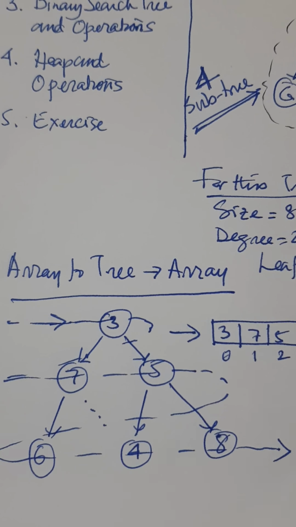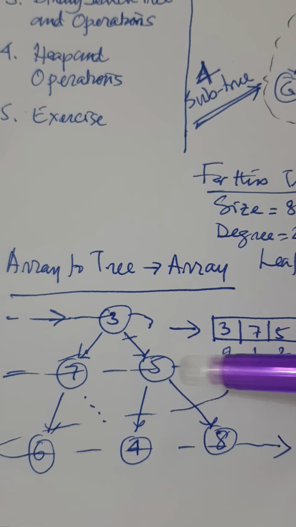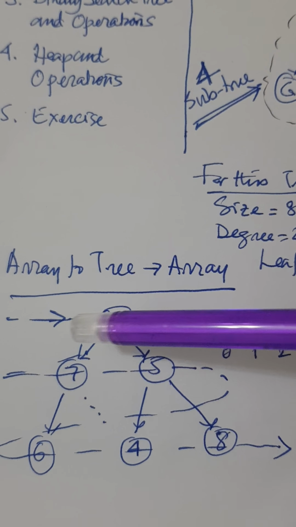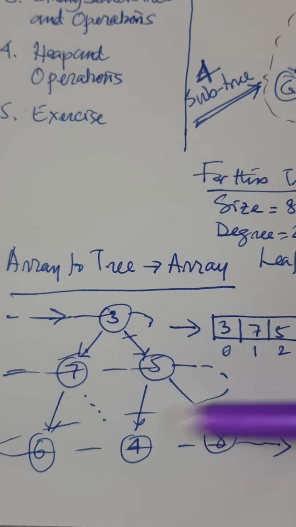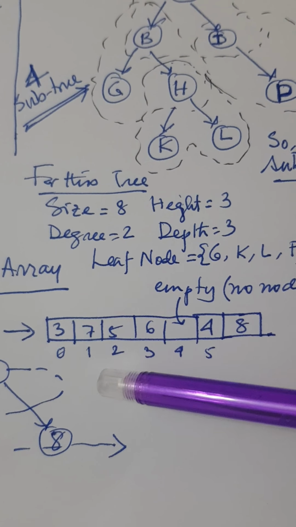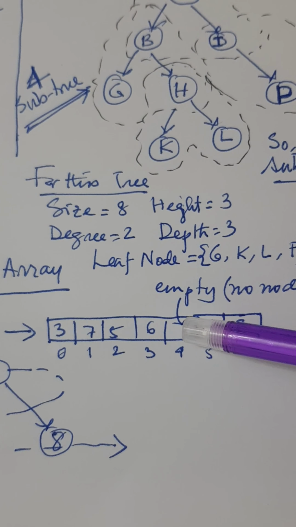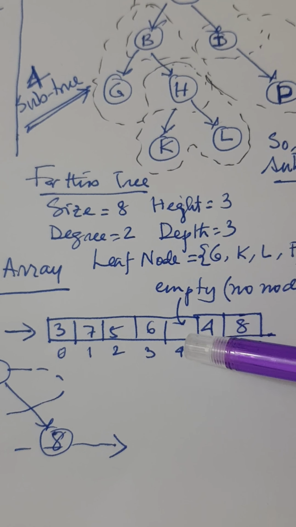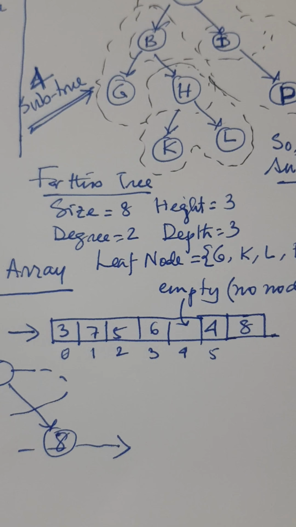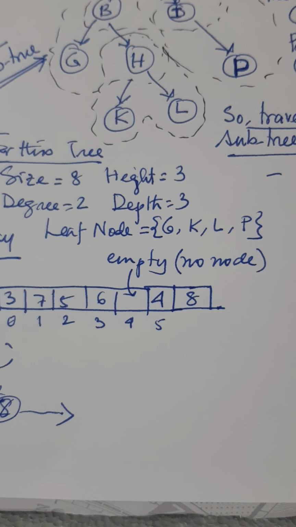So if I convert this, I'm actually traversing this tree like breadth first search. That means I'm traversing across the nodes, and I write them into respective array elements: 3, 7, 5 at indices 0, 1, 2. Then 6 at index 3, then the location is empty. Why? Because there is no node here, and then 4 and 8. Does that make sense? Yes. I'm sure you understand this.